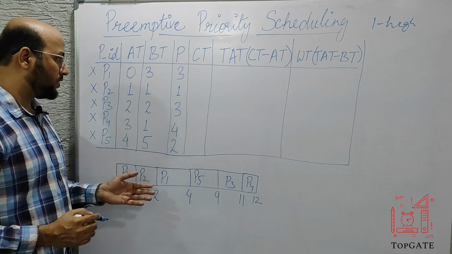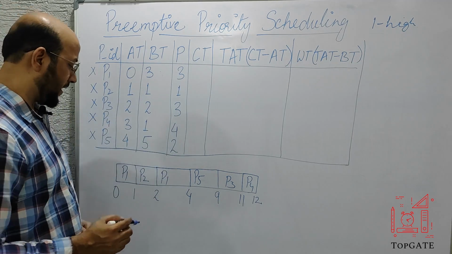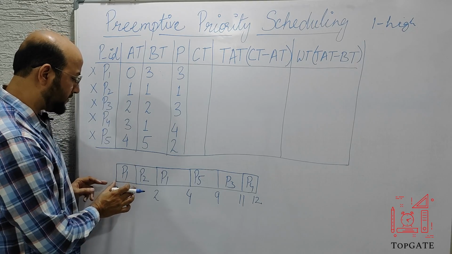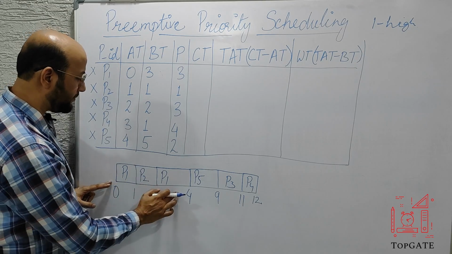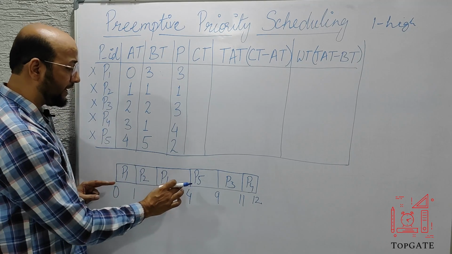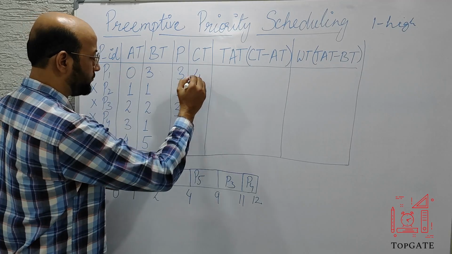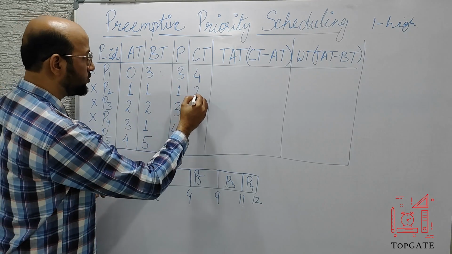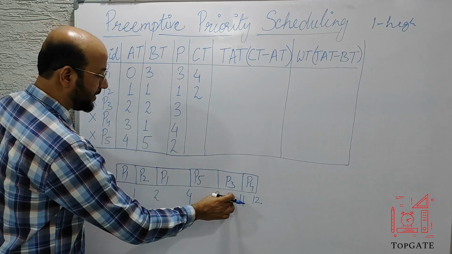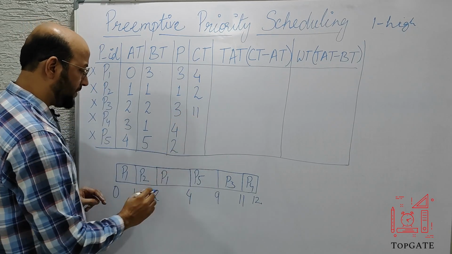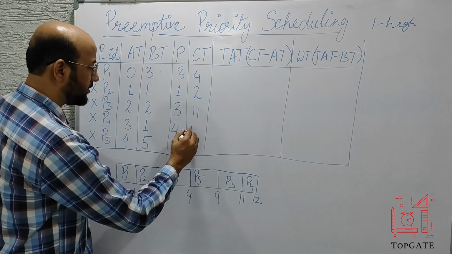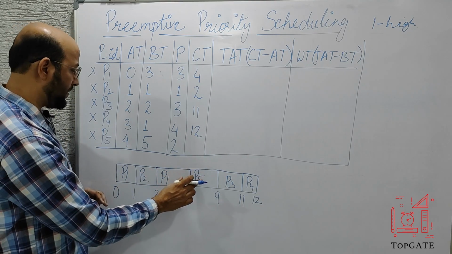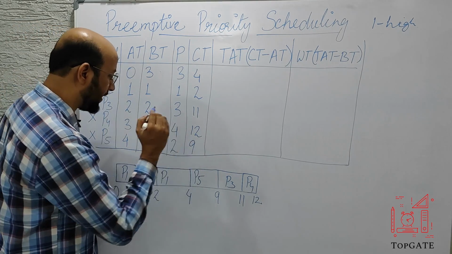And now let's quickly calculate the turnaround time and the wait time. So the completion times for the processes: P1 is running in 2 iterations, this one and this one. So in the second iteration, finally it is completing at 4. So I will write 4 here. P2 is completing its work at 2. P3 is completing its work at 11. P4 is completing its work at 12, and P5 is completing its work at 9.